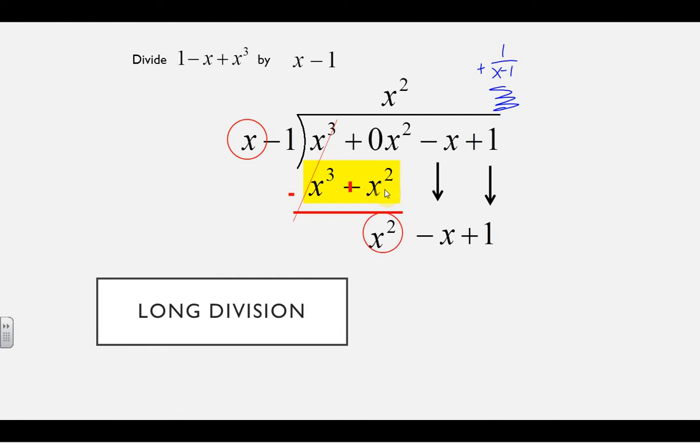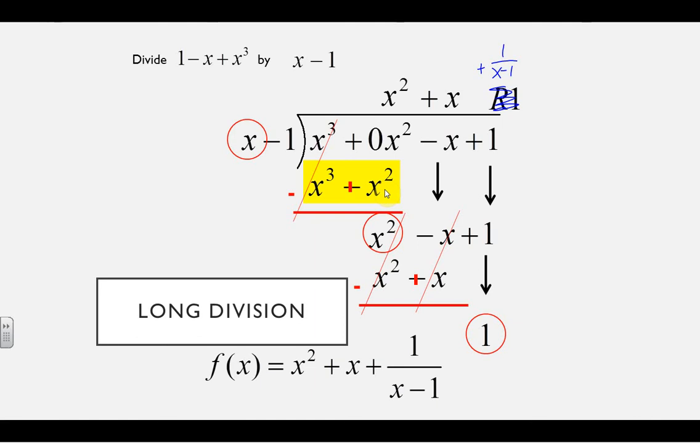Bring it on down. Some people like to drop it all down. I just drop one term at a time. It's fine. Whatever works. So x goes into x squared x amounts of times. Multiply it back through. You get x squared minus x. Both of those cross out, you're left with a 1. So your remainder here would be not R1. That's not cool. You're going to rewrite it as this, the 1 over the x minus 1, which is why we scribbled it out up there.